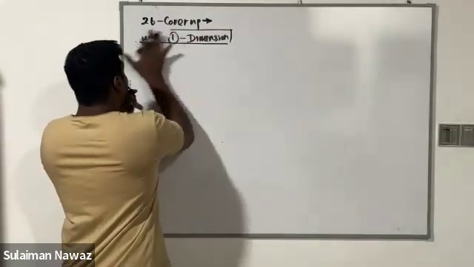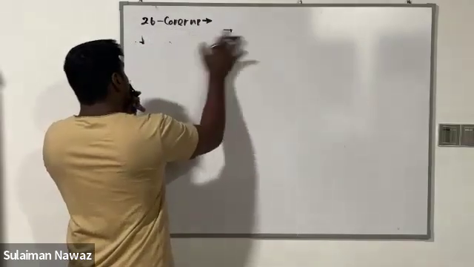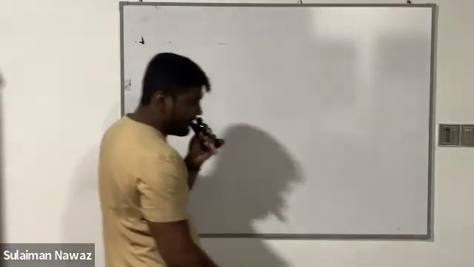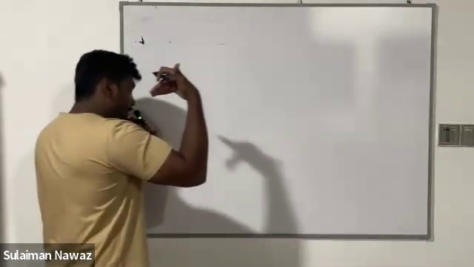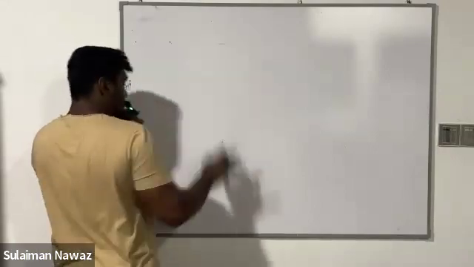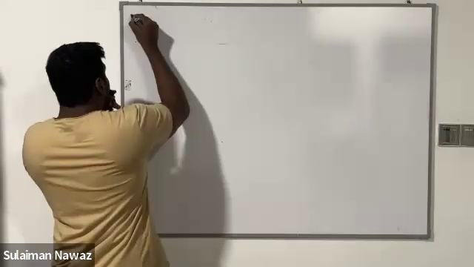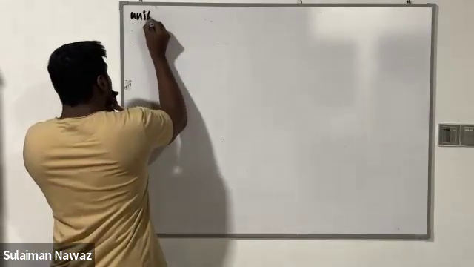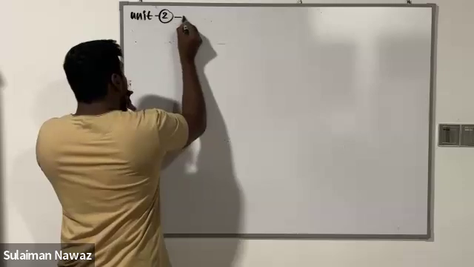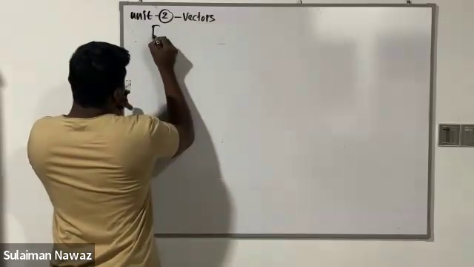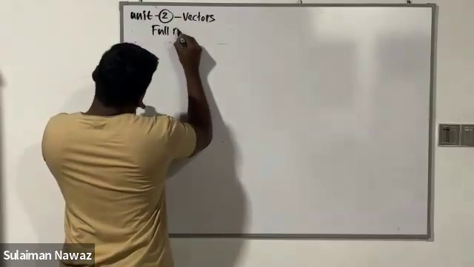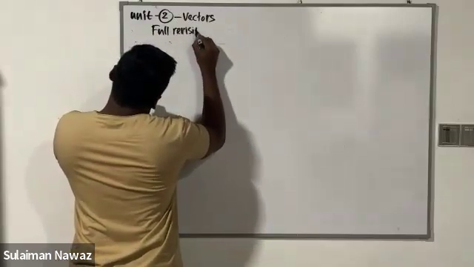Now we'll go to this vector section, right? Okay, we'll start. Now the time is exactly 6:30. We planned to start at 6 o'clock, but it's fine. Now starting from unit 2, vectors, a full revision.